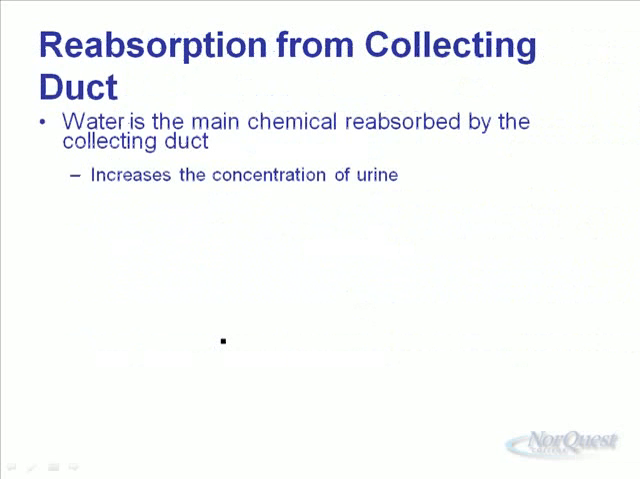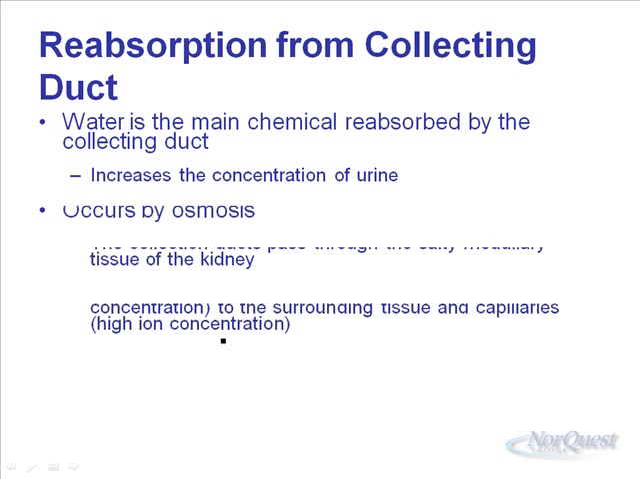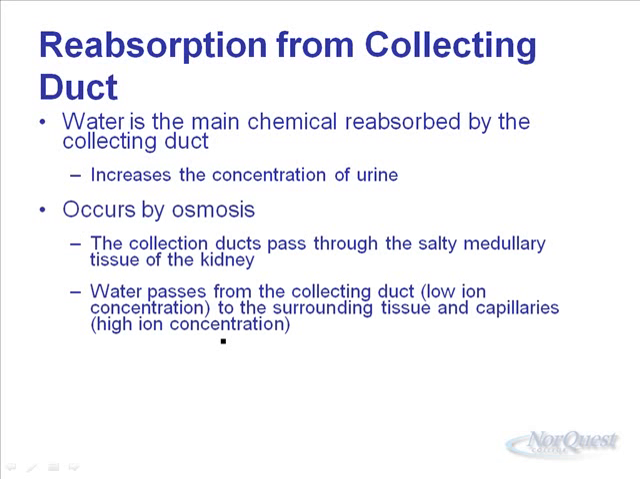More reabsorption from the collecting duct. Water is the main chemical reabsorbed. Everything else, if it's a necessary chemical, has already been reabsorbed back into the circulatory system. All that's left is the water. This is going to increase the concentration of our urine. Again, it occurs by osmosis.